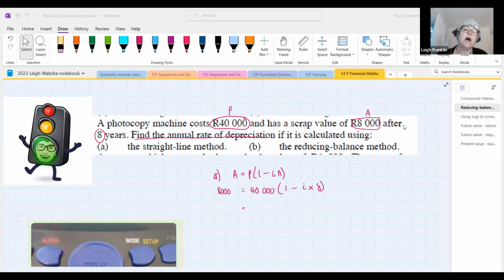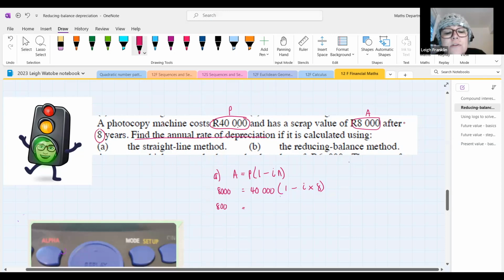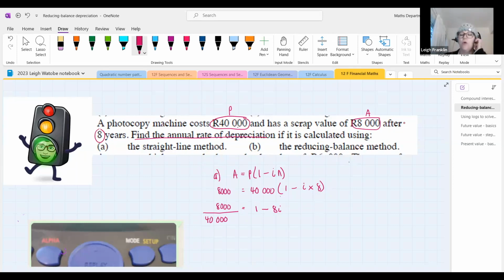It's very important, guys, when you are doing financial maths, do all your working on paper first, and then at the end you pick up your calculator. You don't pick up the calculator first. You must write first and calculate at the end. All right, so we've got 8,000. We need to divide that by 40,000, and that's going to be equal to 1 minus 8 times I. All right, what's the best thing for us to do in this case? If we want to solve for that I, that interest rate, what's the best thing to do now?